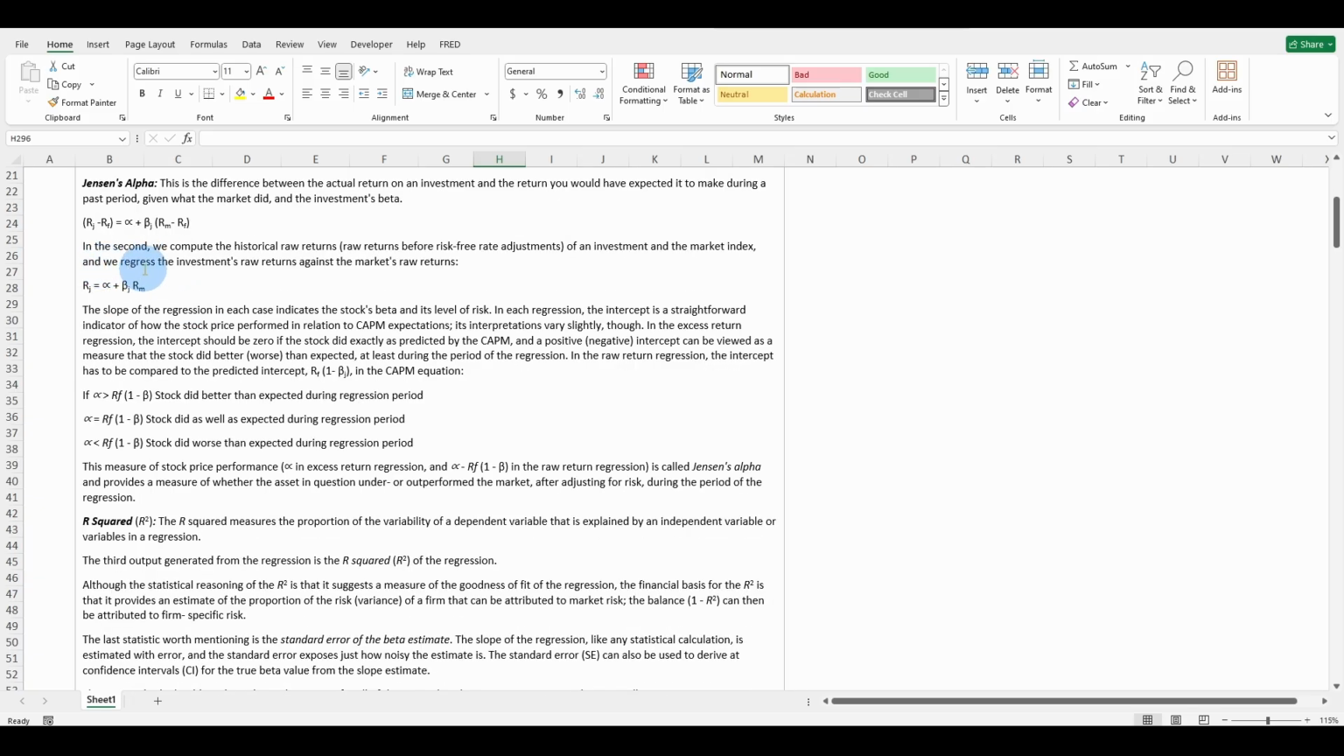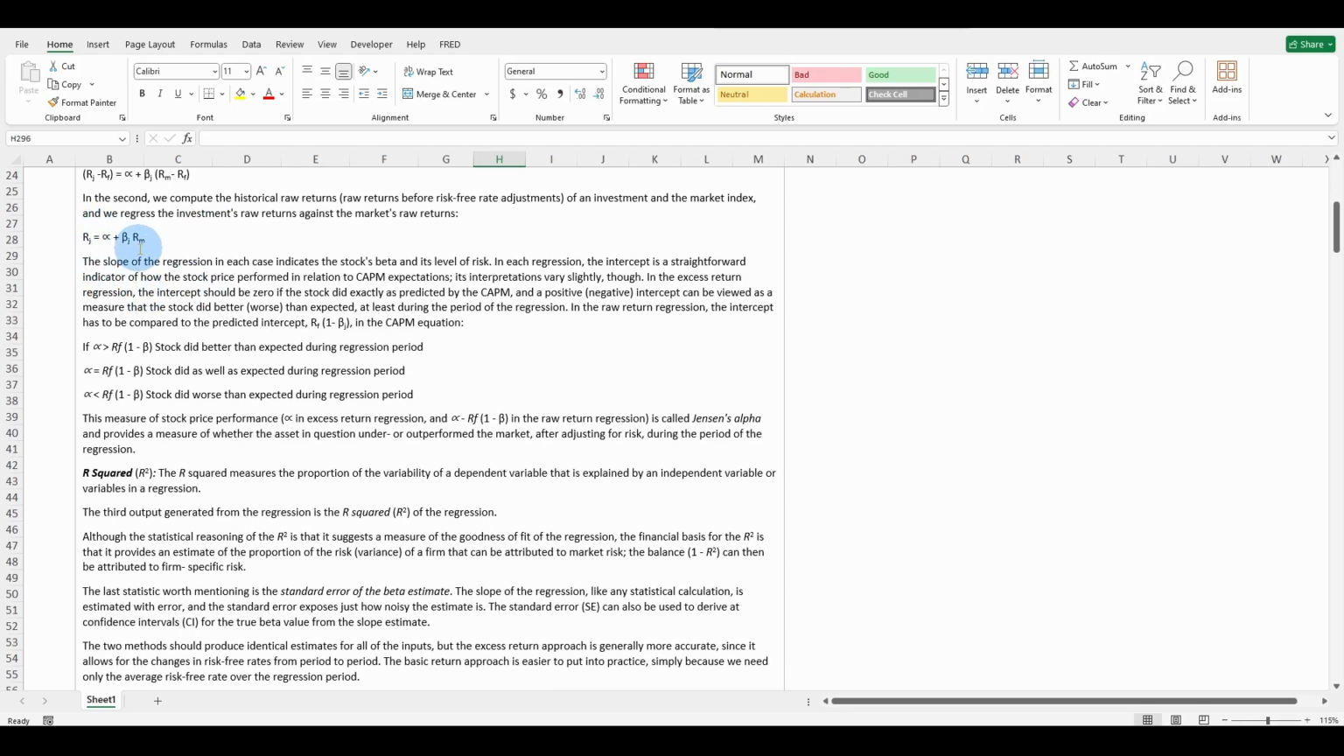In the second, we compute the historical raw returns, before risk-free rate adjustments, of an investment and the market index, and we regress the investment's raw returns against the market's raw returns. R of J is equal to this. The slope of the regression in each case indicates the stock's beta and its level of risk. In each regression, the intercept is a straightforward indicator of how the stock price performed in relationship to the CAPM expectations. Its interpretations vary slightly, though.